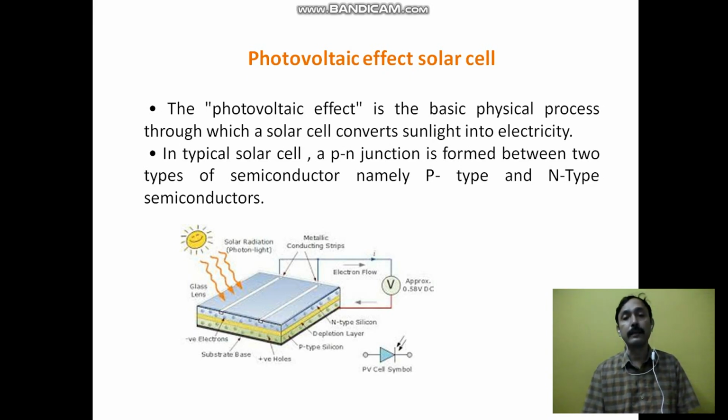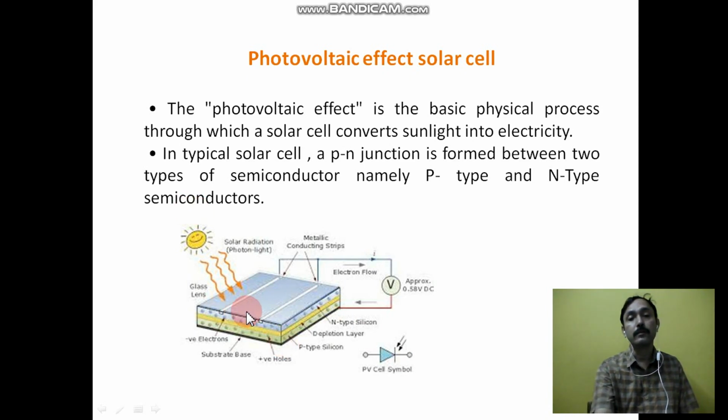In a typical solar cell, a p-n junction is formed between two types of semiconductor, namely p-type and n-type semiconductors. P-type and n-type semiconductors are extrinsic semiconductors, that means there are impurities. In p-type semiconductors, the majority carriers are holes, and in n-type semiconductors, the majority carriers are electrons. Here, this is the solar cell. It is a p-n junction diode.